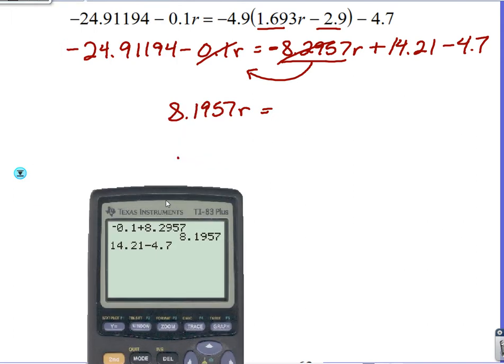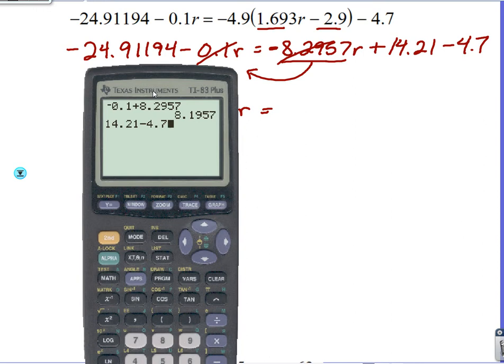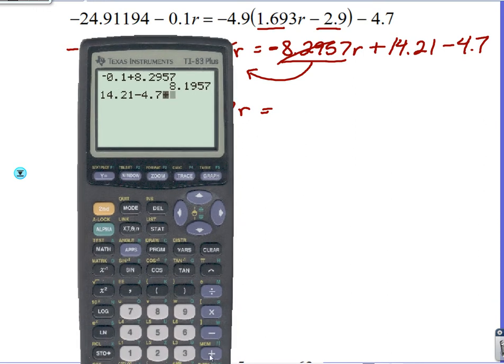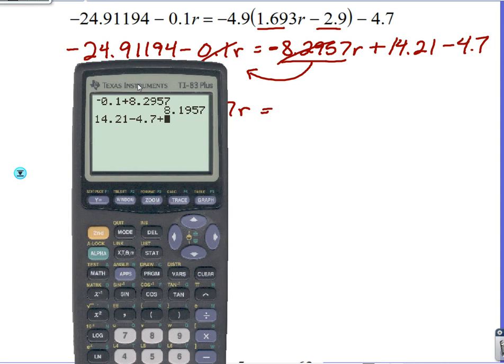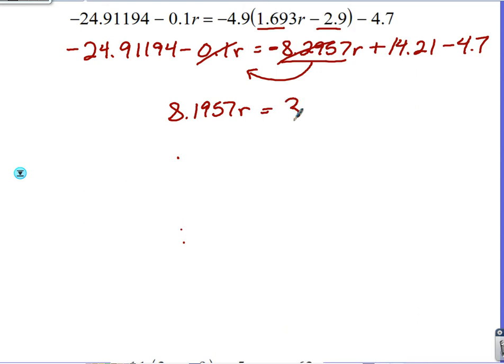And I've got to move minus 24.91194. How do you move the minus? Anybody? Turn it into a plus. Good. So plus 24.91194, and I get 34.42194. This is taking a while.